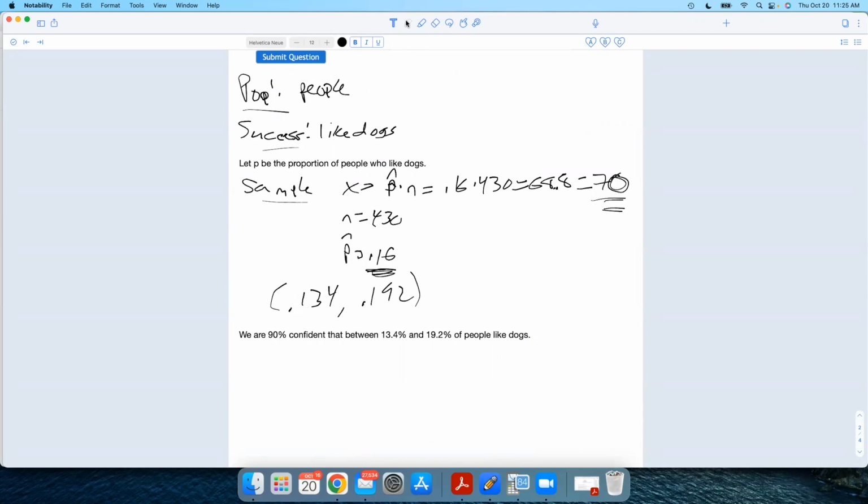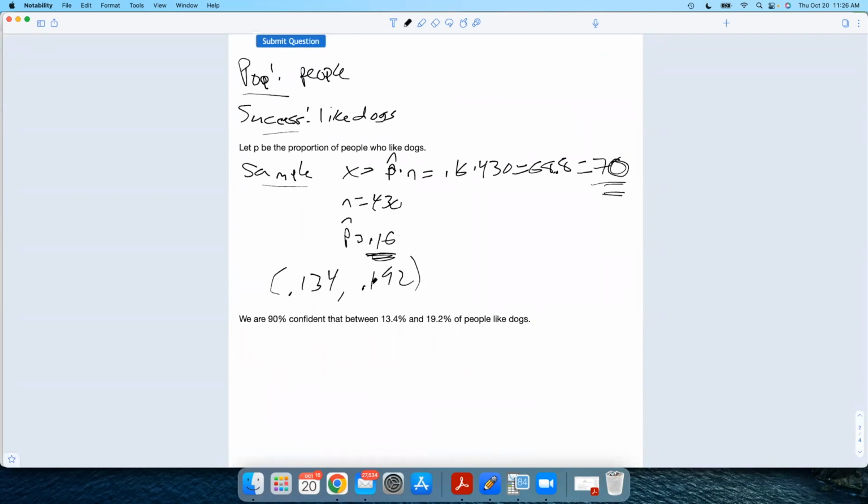The margin of error is half this width. Remember, when you find your confidence interval, you've got p hat. You go up one margin of error to get your high. You go down one margin of error to get your low. So the entire interval is 2 margins of error wide. So we just find how wide this interval is and divide it by 2.